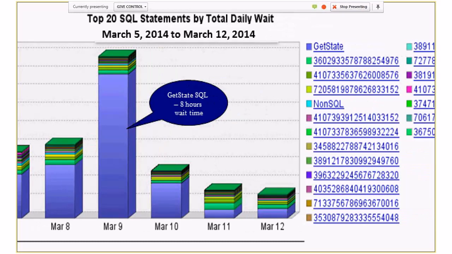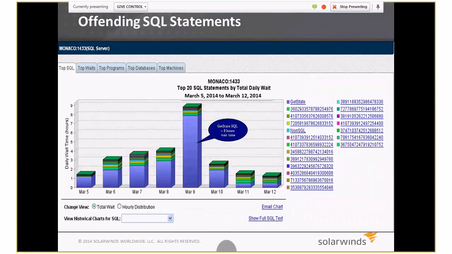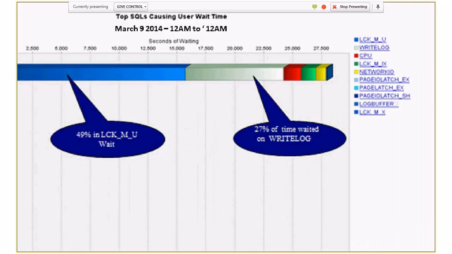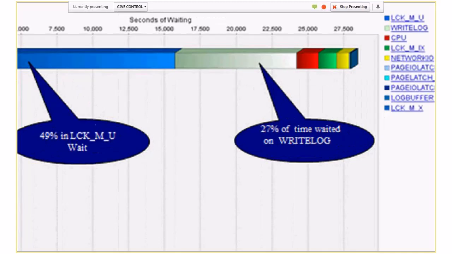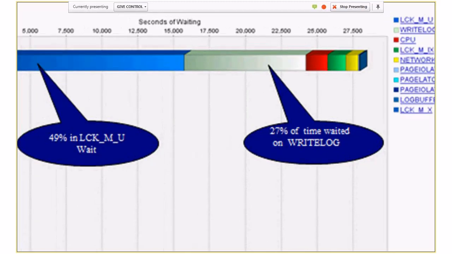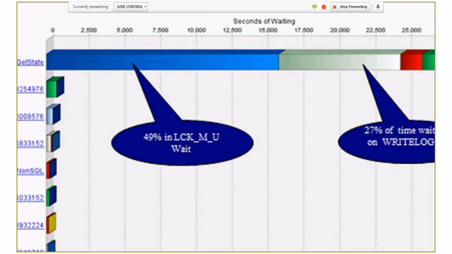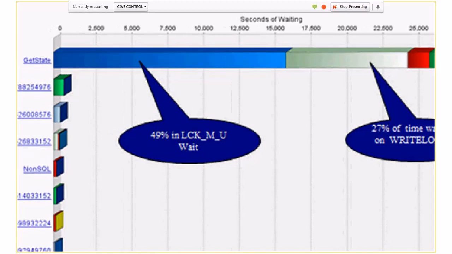So we look at this, and we can see what it's waiting on. If you look here, it spent 49% on a lock, and the U is an update lock. Then it also spent 27% of the time on write lock, followed by CPU, and then there was another lock going on too, an intent exclusive lock, I think is that other one. And then there's some network I/O.